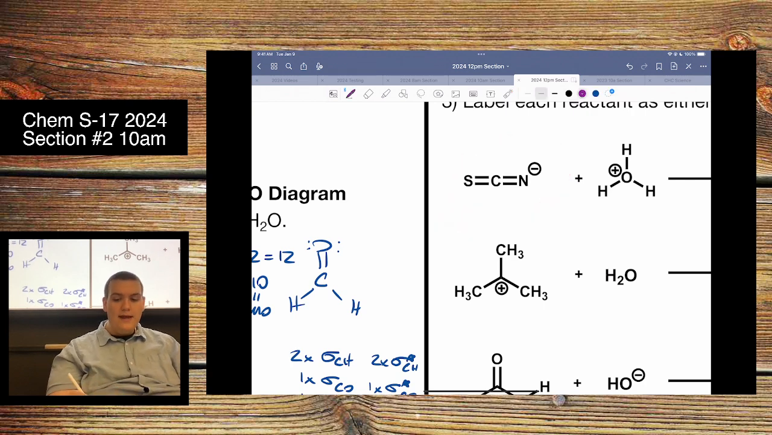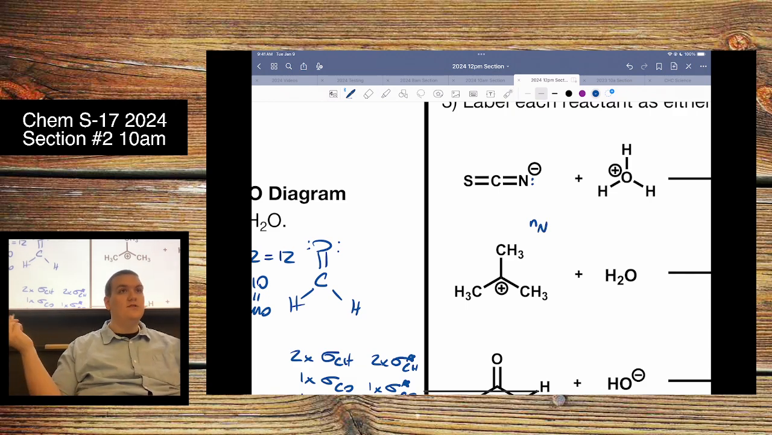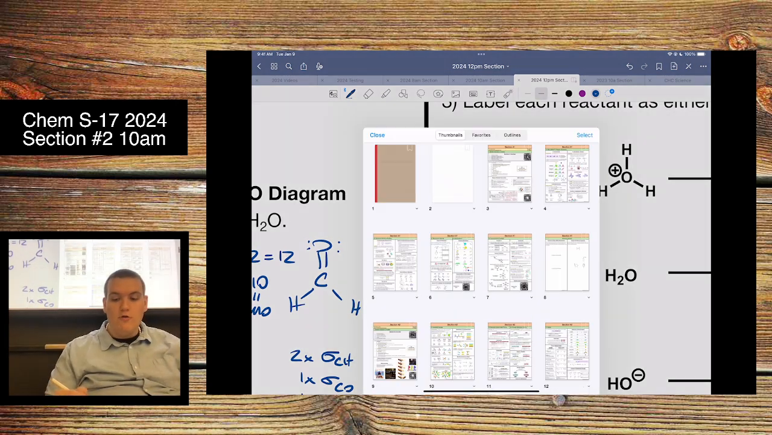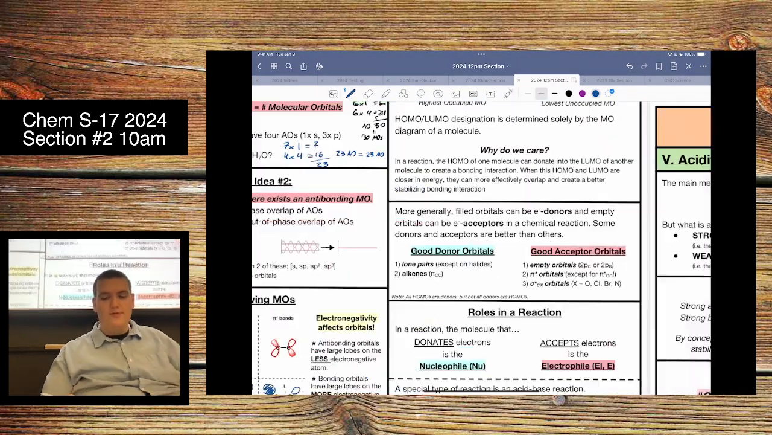Yeah, a lone pair. And I could see someone saying a pi bond, sure, but this lone pair has a true negative charge. It wants to donate those electrons to become neutral. So the lone pair on nitrogen is going to be probably our best donor. Great. So now let's talk about spotting LUMOs, or acceptor orbitals.